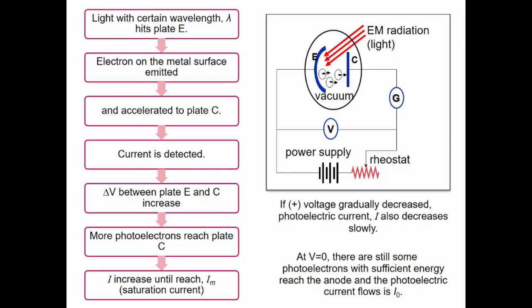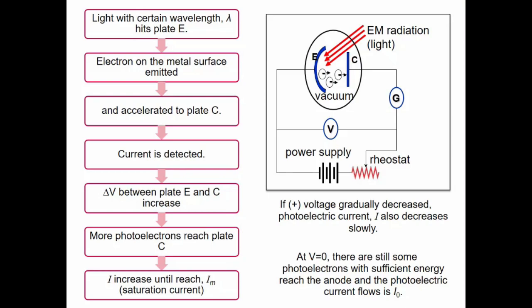When the positive voltage, or the potential difference across the cathode and anode, is increased, more photoelectrons reach the anode. Thus, the photoelectric current increases. As the positive voltage becomes sufficiently large, the photoelectric current increases until it reaches a maximum constant value called saturation current, noted as Im. By definition, we can say that this saturation current is the maximum constant value of photoelectric current when all the photoelectrons have reached the anode.